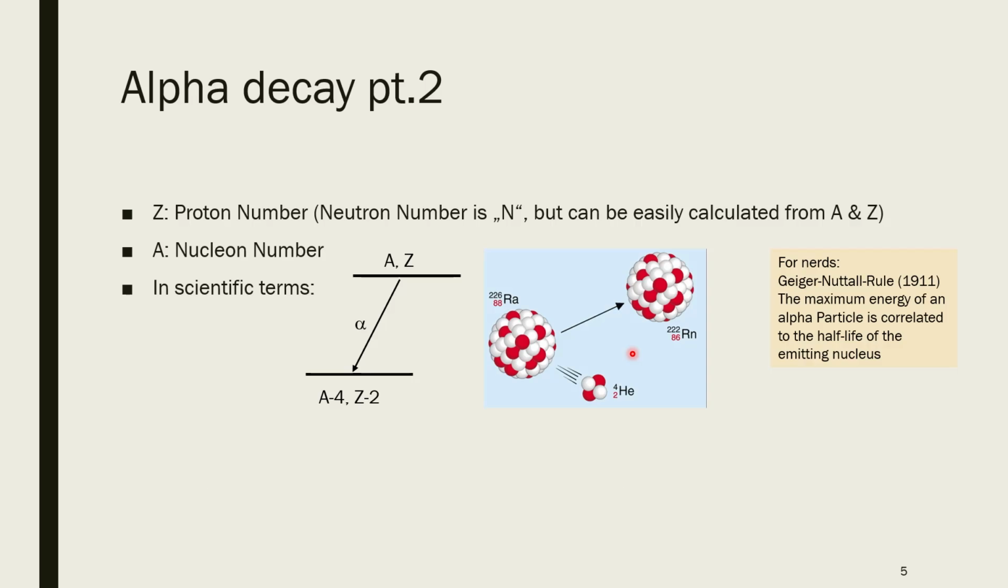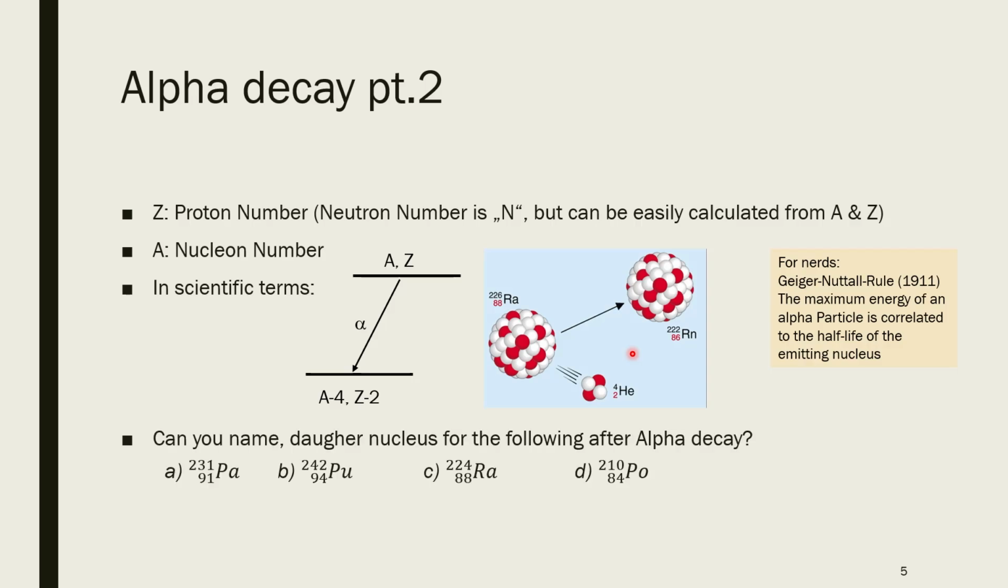Fancy stuff. Okay, if you want to practice, I've got some exercises for you. So if you want to challenge yourself, write down the decay product if protactinium-231 decays via alpha emission, plutonium-242, radium-224, and polonium-210. Okay, I think you've paused the video and calculated for yourself.